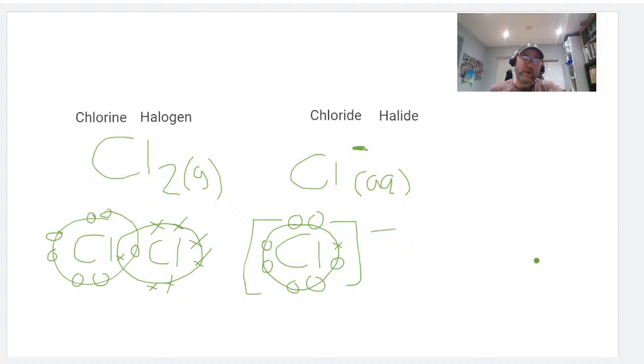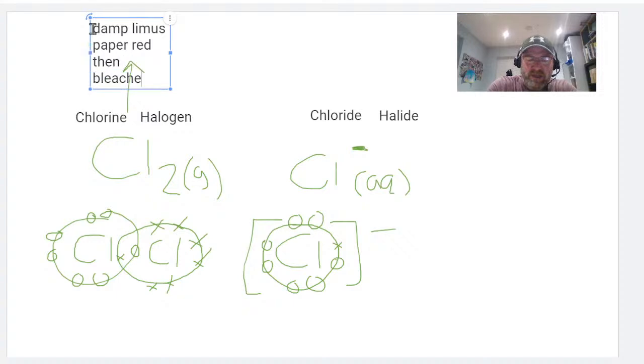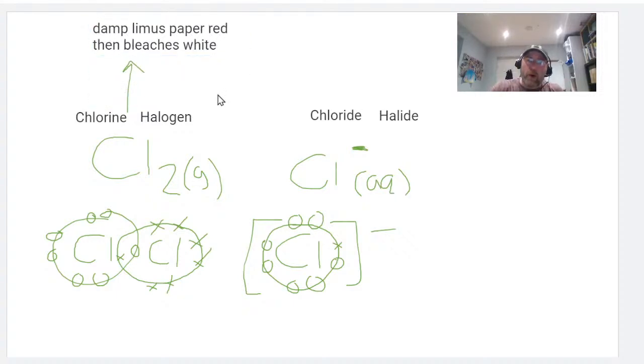And you do need to know that there's a different test for each of these. If you're doing this test, this is damp litmus paper, red, then bleaches white. So chloride ions will not bleach damp litmus paper red then white, okay? They have a different property than chlorine gas. So chlorine gas has a different property than chloride ions.